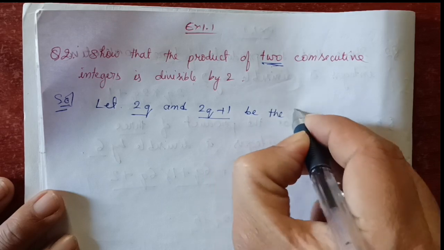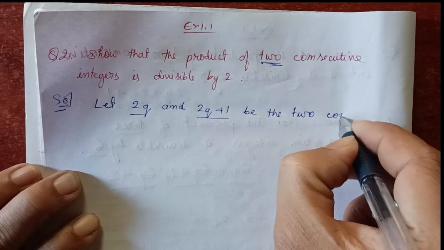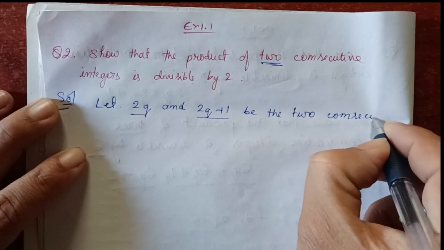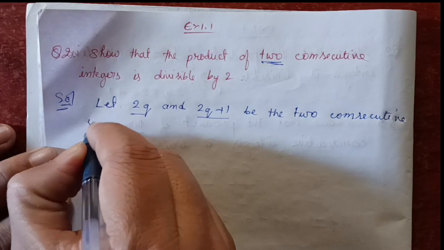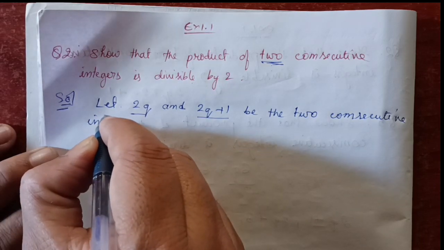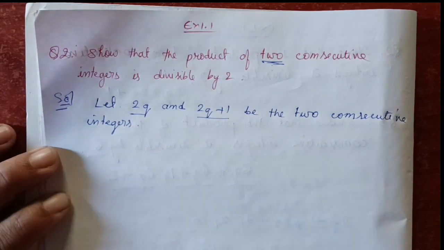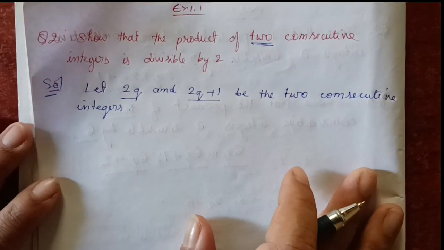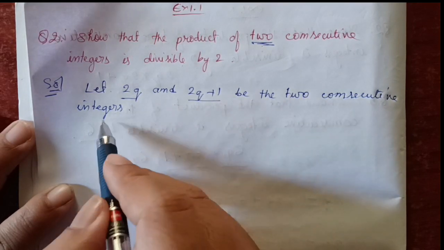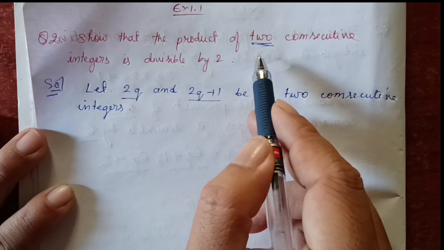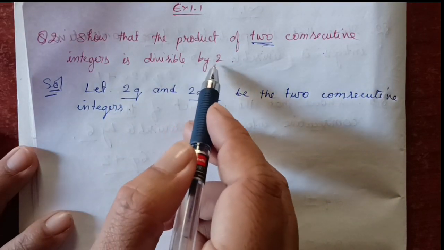be the two consecutive integers. Okay. So let 2q and 2q plus 1 be the two consecutive integers. We are copying from the question, two consecutive integers. So it should be divisible by 2.